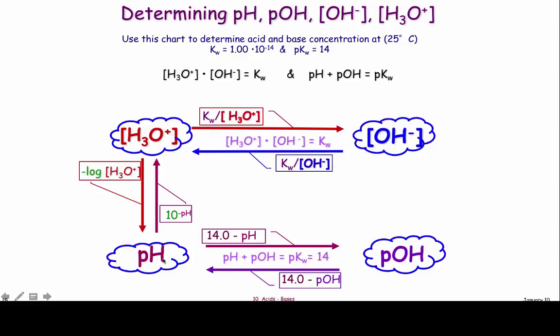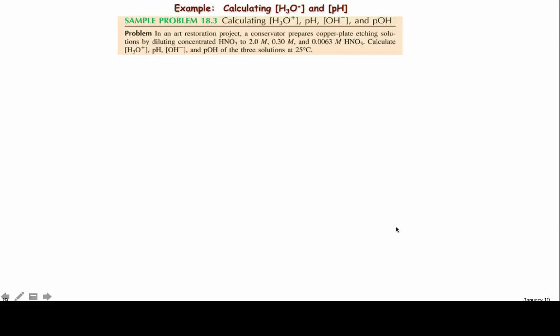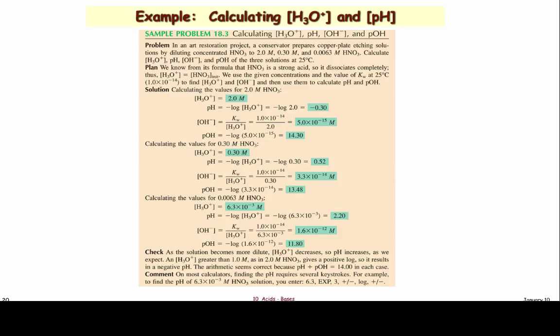What's the relationship between pH and hydronium going the other way? It's the inverse negative log, or power of 10. So you take the negative pH and you raise 10 to that power to get the hydronium. Likewise for hydroxide and pOH. Here's an example. Go ahead and read this problem and study the solution. And what you will see is that it's basically what we just talked about.